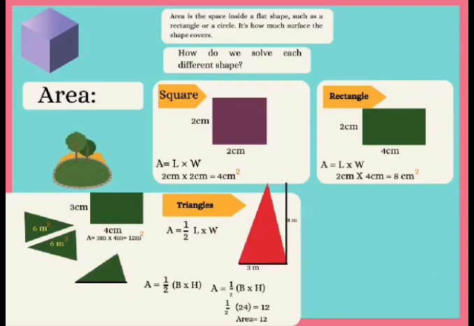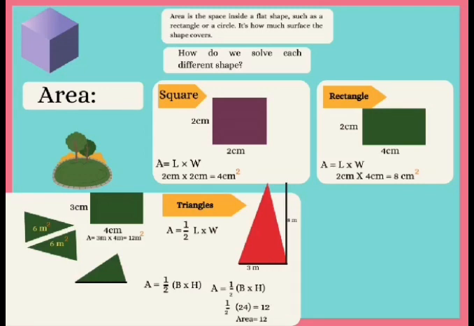And now let's proceed to area, which is another type of measurement. Area is the space inside a flat shape, such as a rectangle or a circle. It's how much surface the shape covers. So how do we solve each different shape? Let's start with the square, where the formula is A equals length times width.